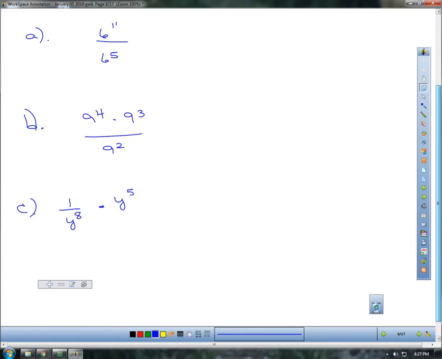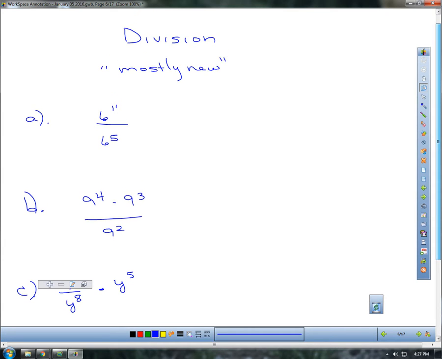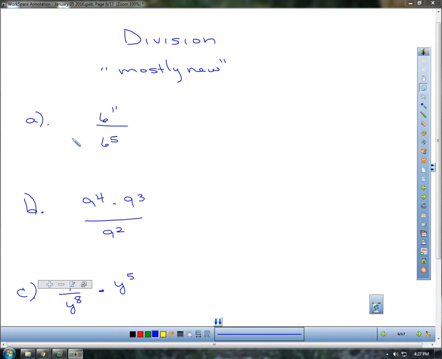Okay, division, which is mostly new. We kept it pretty low-key in August because y'all were still new at algebra. Anytime I take a like base, so both of these have a base of 6, and divide them, what I really need to do is subtract their exponents. So 11 minus 5 is 6. So if I simplified that, that would be 6 to the 6th power.